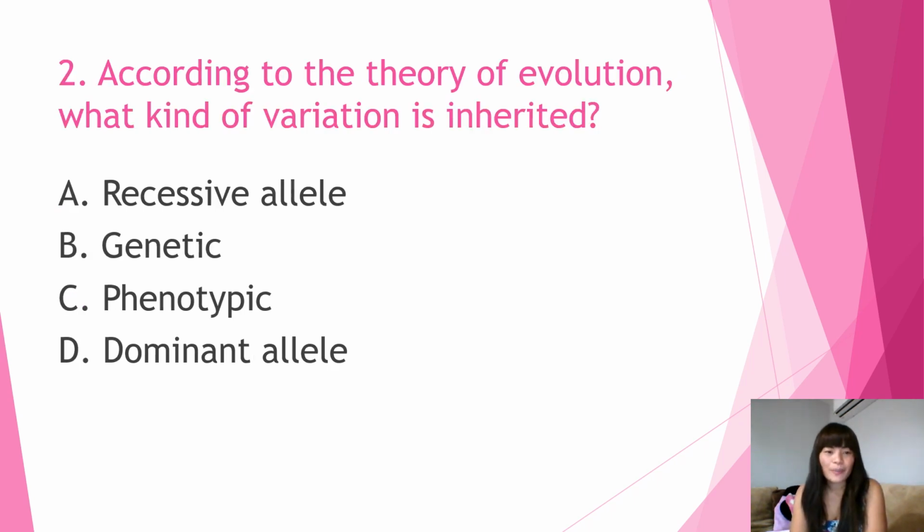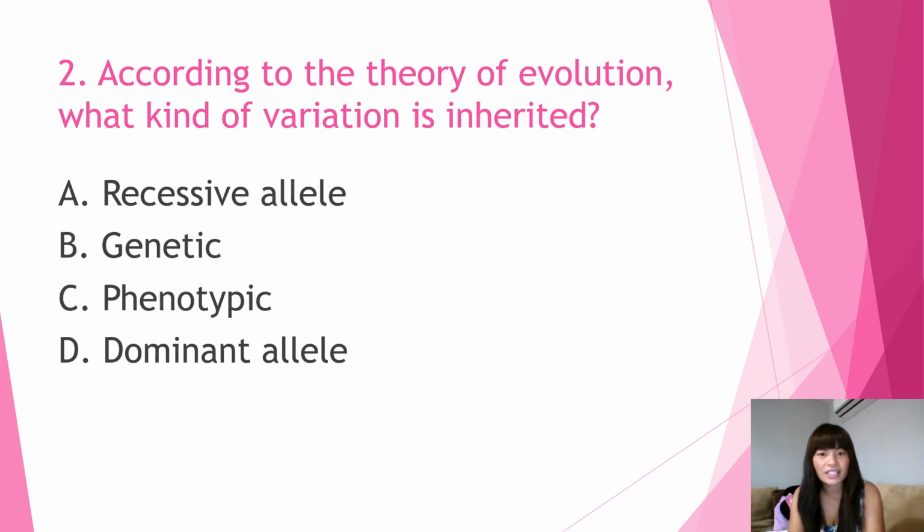Next, number 2. According to the theory of evolution, what kind of variation is inherited? Is it A, recessive allele, B, genetic, C, phenotypic, or D, dominant allele? Okay, so the answer is letter B, genetic.